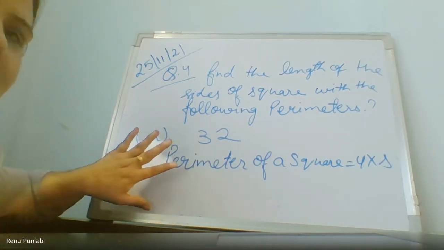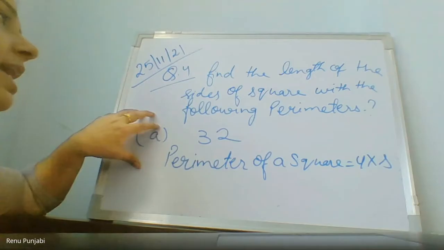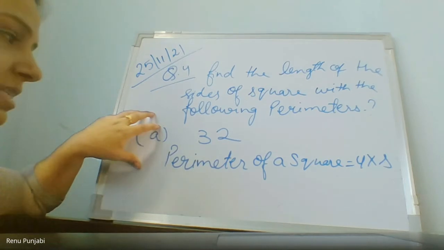Ma'am, we are on page 149, right? No, this is an extra sum. First do this, then we come on the page. This is the extra sum I am giving you for the practice.